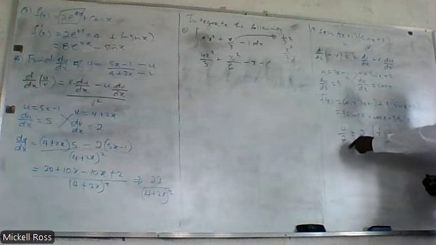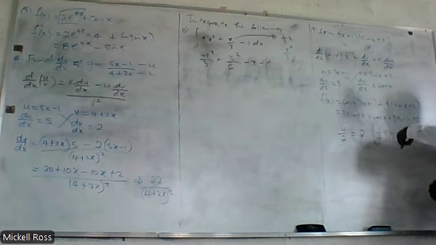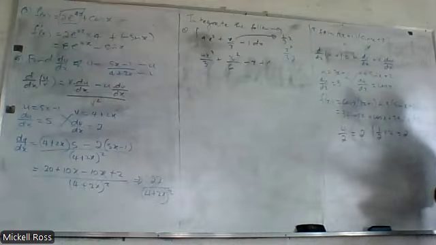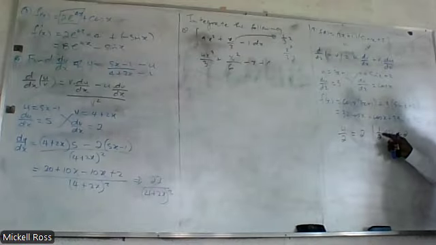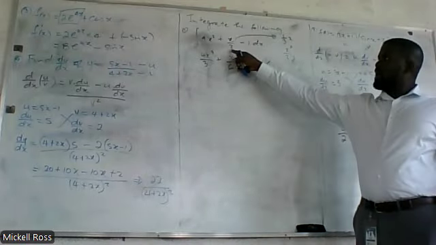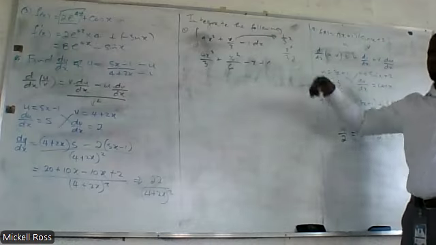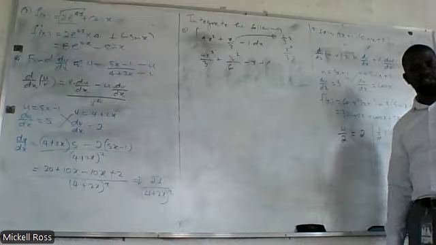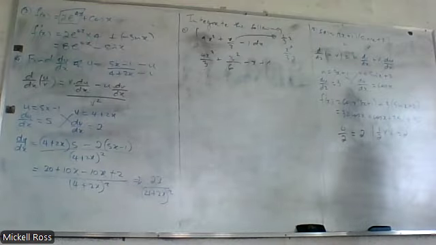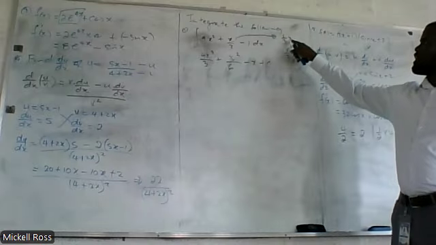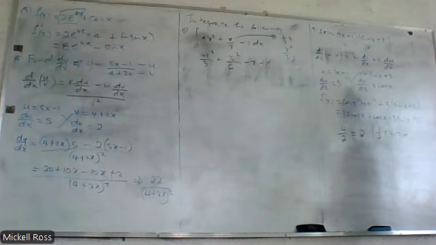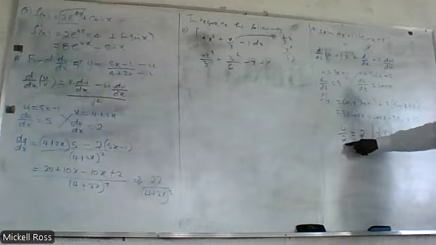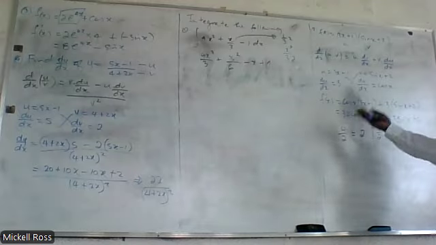So dividing by 2 is the same as multiplying by a half, or multiplying by 1 over the number that I'm dividing by. Dividing by 3 is the same as multiplying by 1/3. So if you're dividing by a number, it is the same as multiplying by 1 over that number. So 1/3 of x is the same thing as x divided by 3. Whatever the number in the denominator is, it becomes 1 over that.